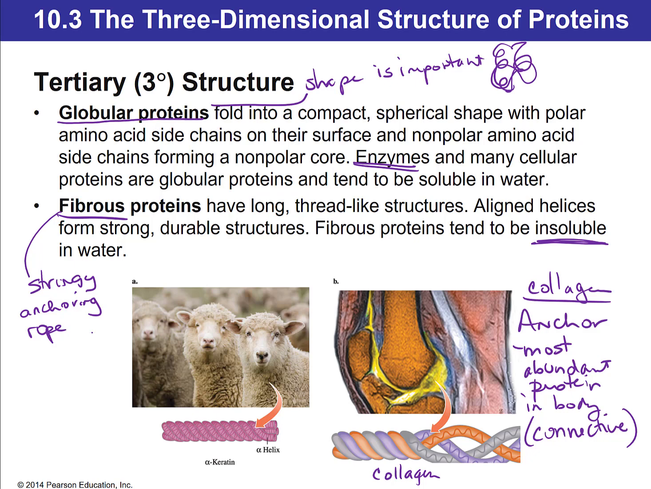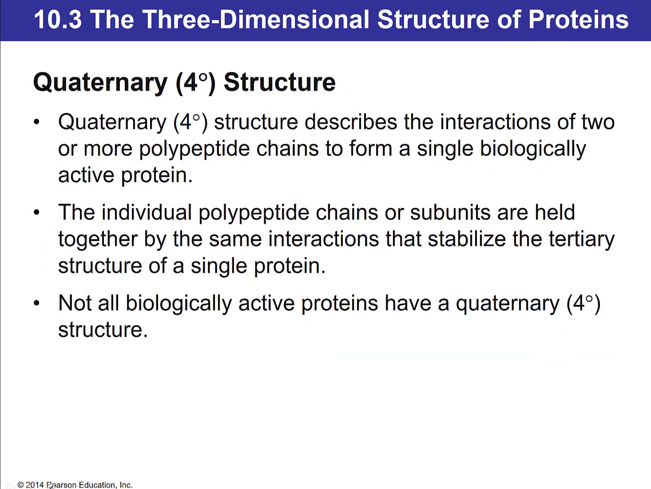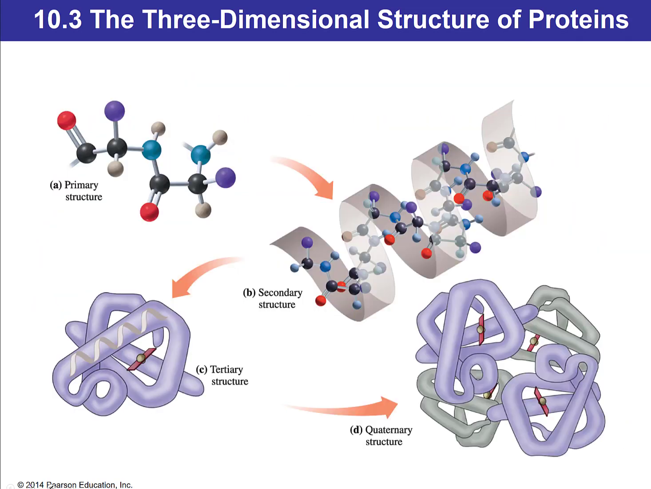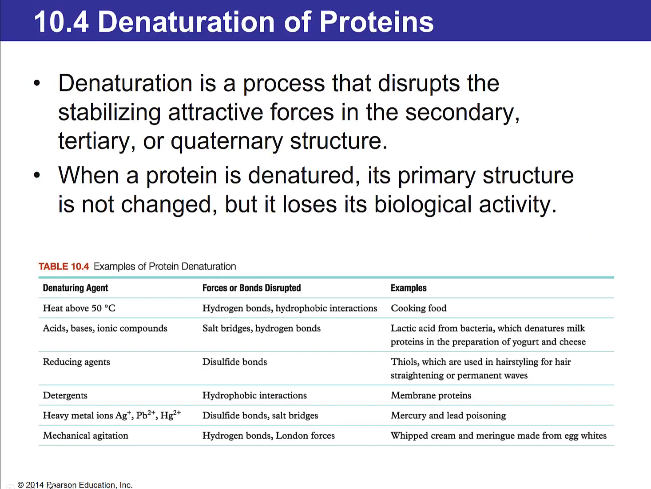But what about globular? Are globular proteins tough? If their shape is so important, no. Globular proteins are much more sensitive to changes in the environment. Globular proteins can denature. They'll denature faster than fibrous proteins will because they have that tertiary structure.